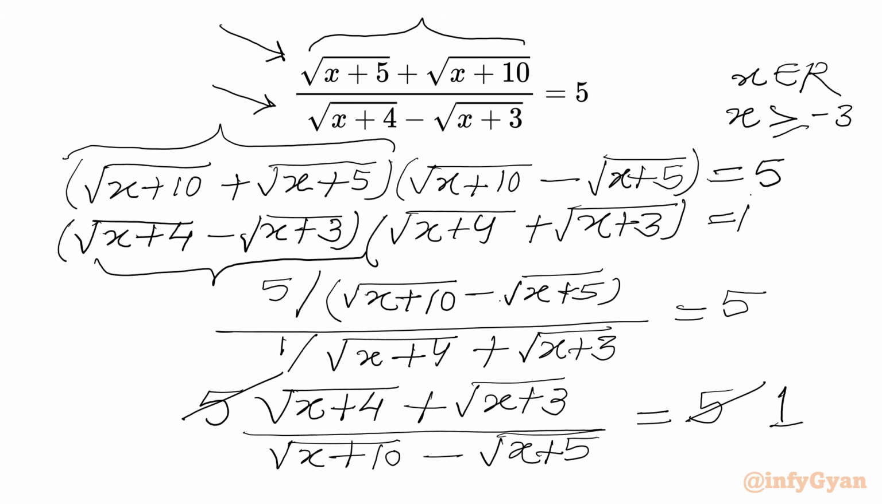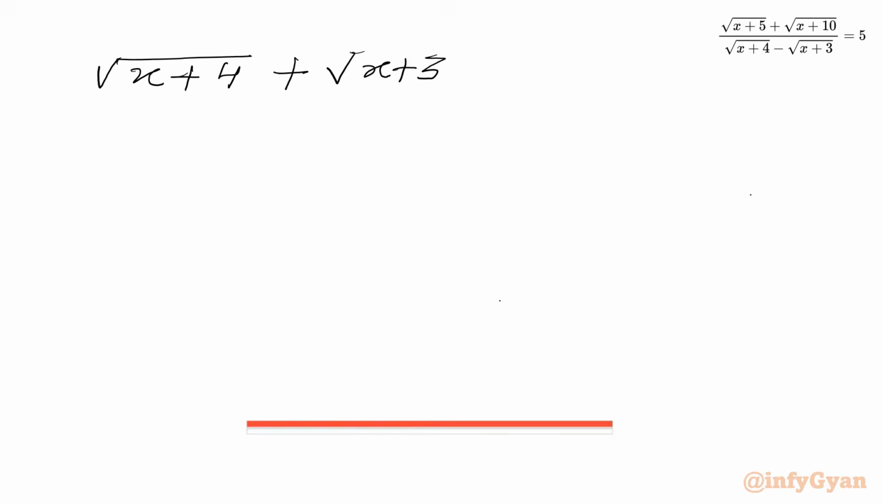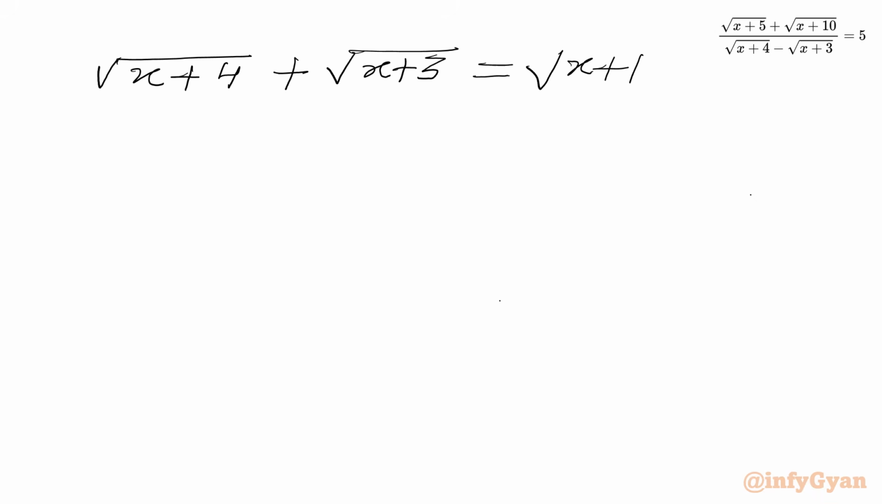Now we will be cross multiplying, and we will get square root x plus 4 plus square root x plus 3 equal to square root x plus 10 minus square root x plus 5.